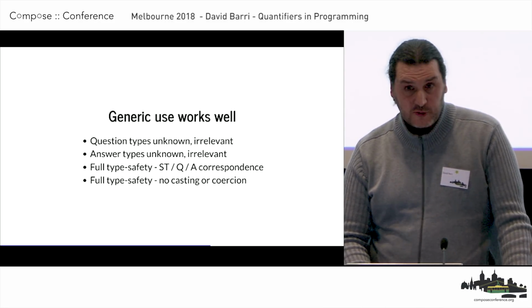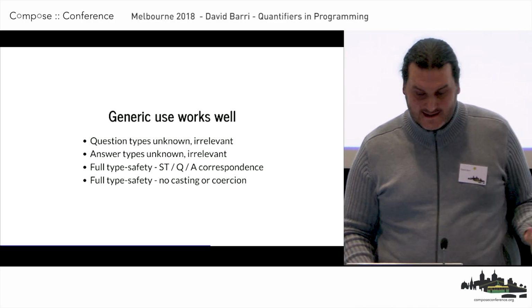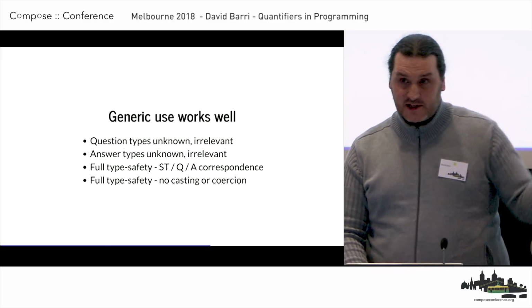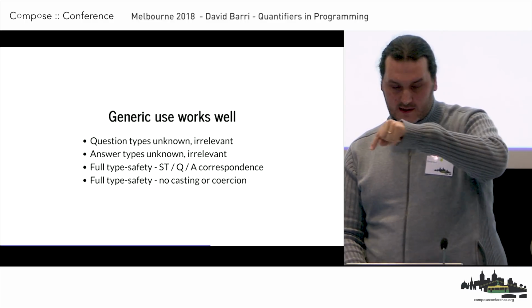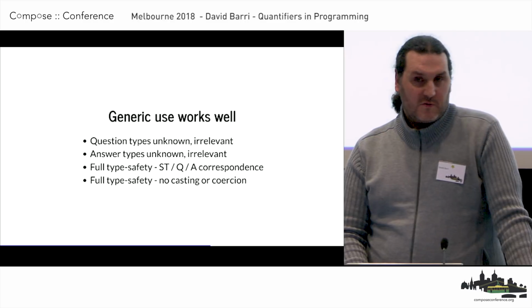Throughout all of this code, we're never dealing with the specific question types, nor the specific answer types. It doesn't matter. We've got full type safety in that each answer is associated with each question, and each question has a corresponding survey type. And we don't have to do any casting or coercion or anything either there.